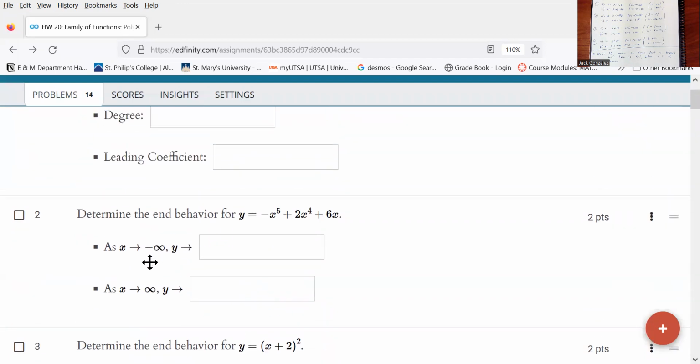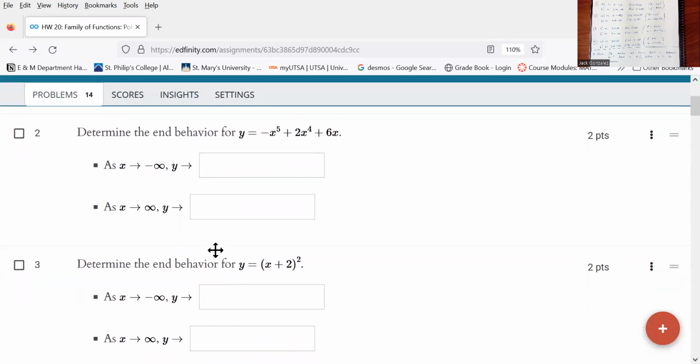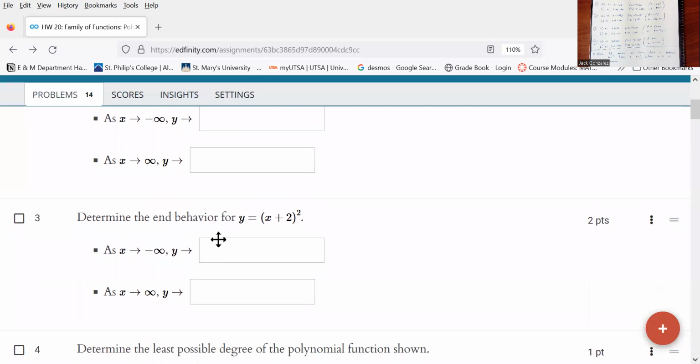They want to know, is it going to positive? Is it shooting upward, positive infinity, or is it shooting down? That's what it wants to know. So you would put positive or negative infinity with the symbols.